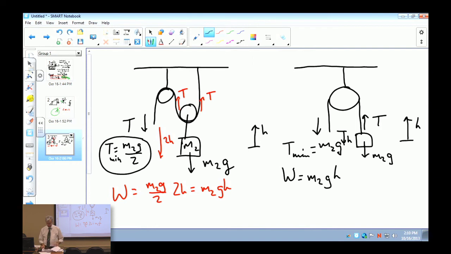Okay, any questions about the worksheet on work? Again, diagram the forces.